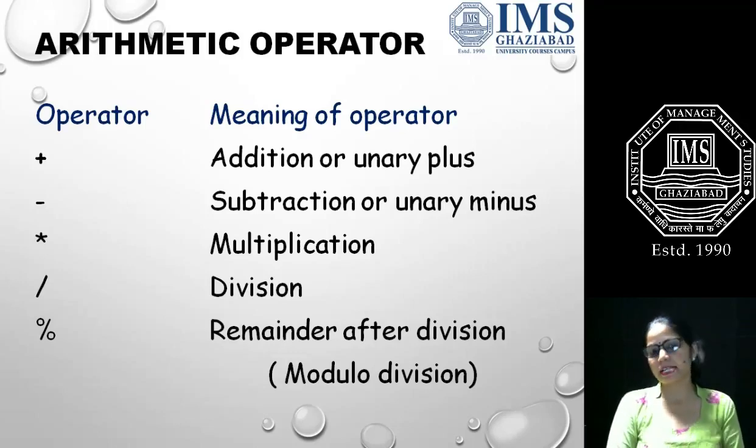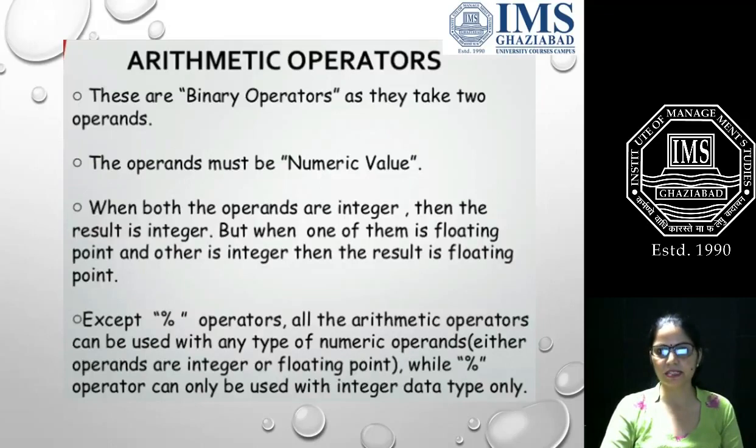The percentage symbol represents a modulo division, or we can say the modulus operator. It gives us the remainder that we obtain after division. Say I have 4 modulus 2. Now when 4 is divided by 2, we get a remainder of 0. So the answer of 4 modulus 2 is 0. So these are the 5 operators that are used as arithmetic operators in C programming.